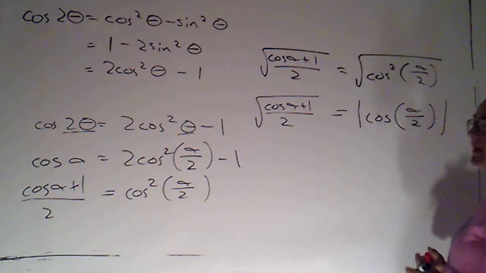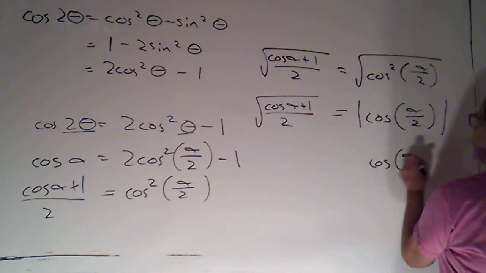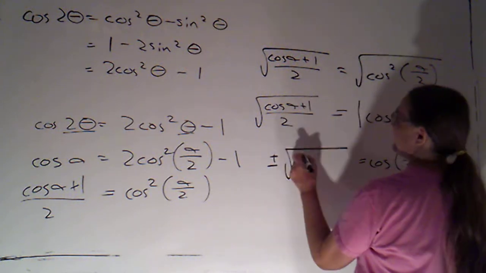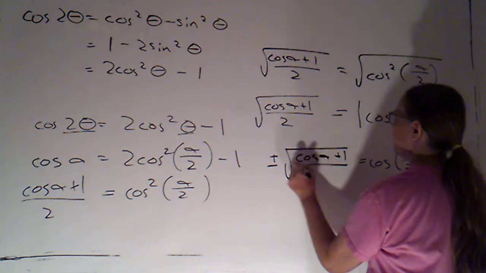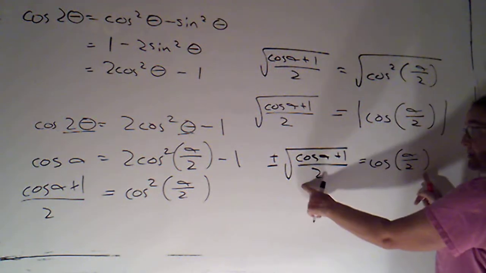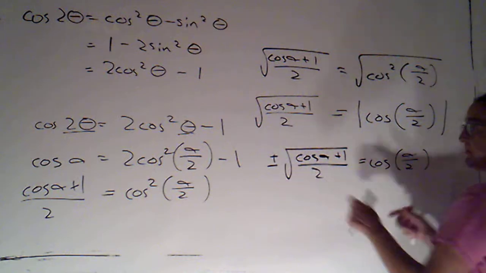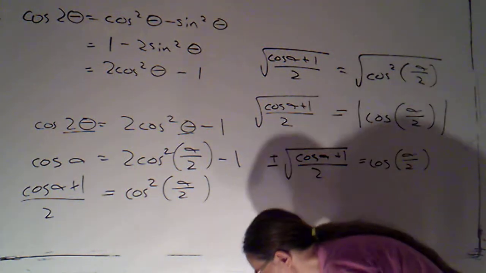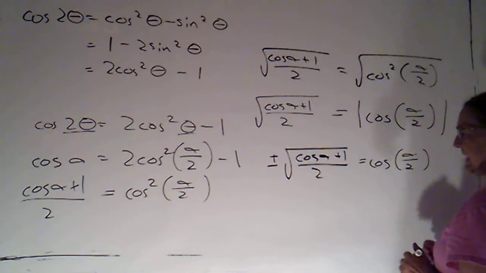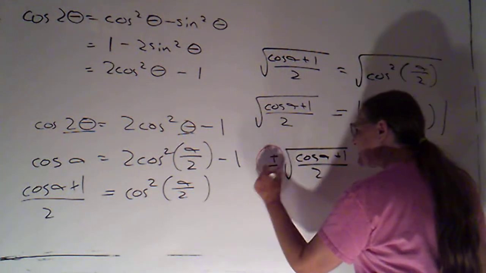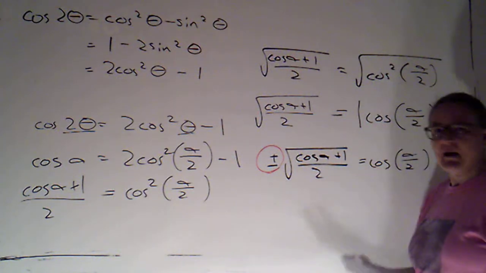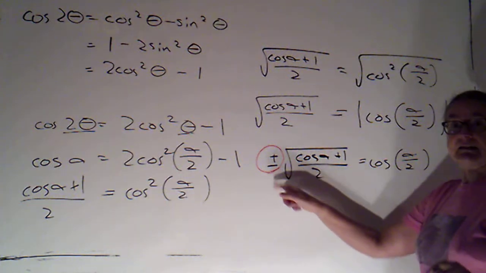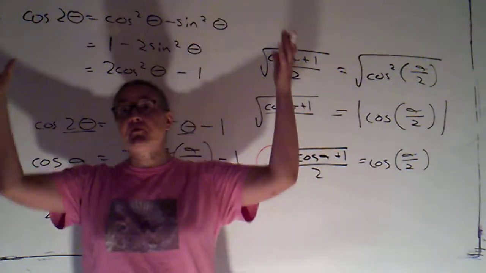And of course, that's going to mean that cosine of alpha over 2 will either be plus or minus the square root of cosine alpha plus 1 over 2. If it's positive, it will just be this square root. If it's negative, it will be the opposite of that. Now, this is the version that's given in your textbook. And I'm not crazy about that, because it suggests that there are two options. But there aren't. Only one of those is right.